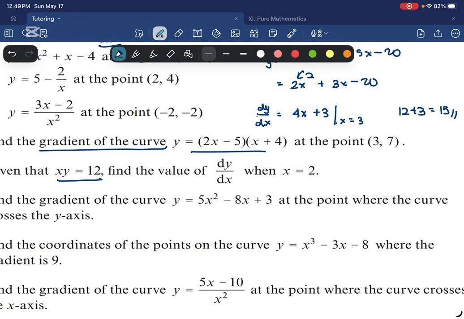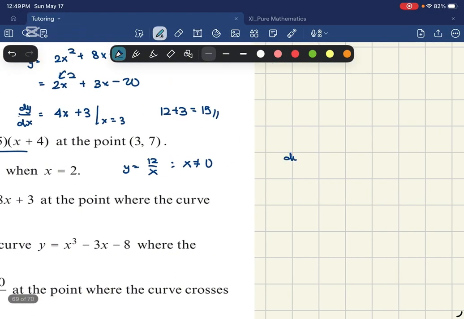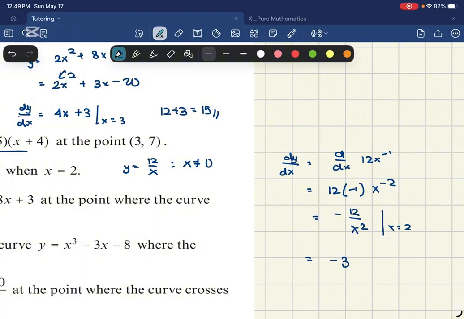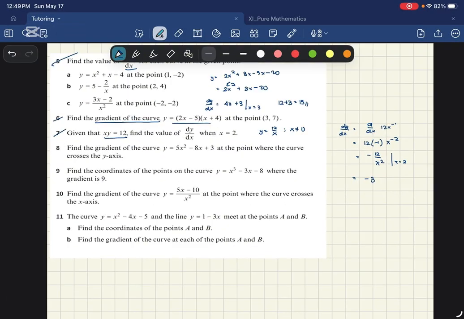Given that xy is equal to 12, find the value of dy by dx when x is equal to 2. So y is just 12 over x for x not equal to 0, right? And dy by dx is just going to be 12 d by dx of 1 over x. Or just differentiate 12x to the power minus 1. So 12 times minus 1, x to the power minus 2. So minus 12 by x squared. And x is equal to 2. So when you substitute 2, you're going to get minus 3. And we're done with 7.